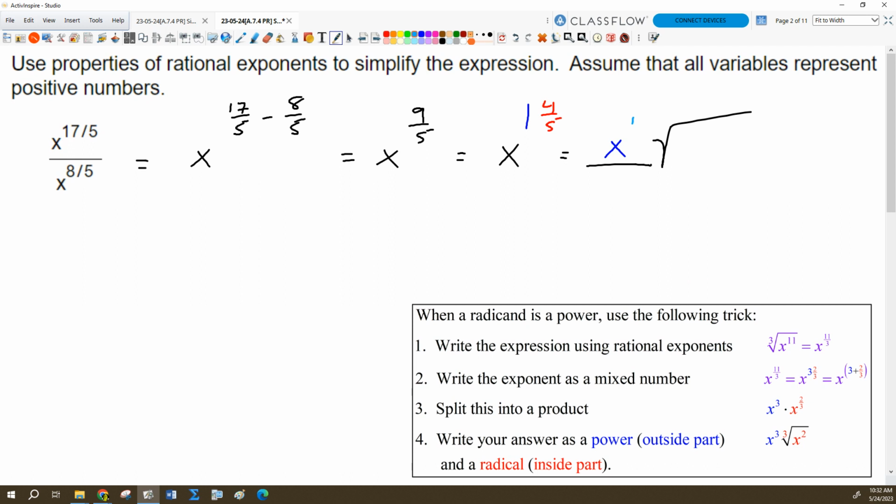Now, what kind of root do we have here, Persephone? Good. Fifth root, isn't it? Because we've got a 5 in the denominator. So it's a fifth root of what, Kyler? What goes inside? Just a 4? X to the 4, right? That's going to be the power of x that's inside.